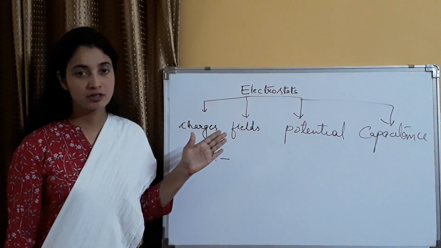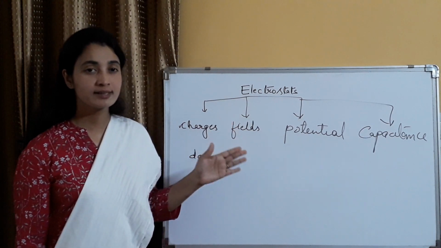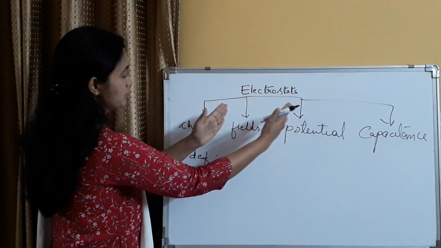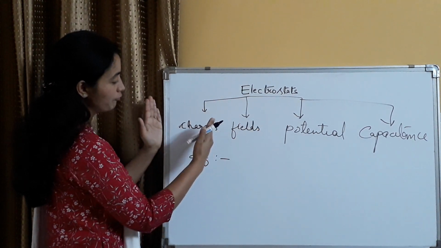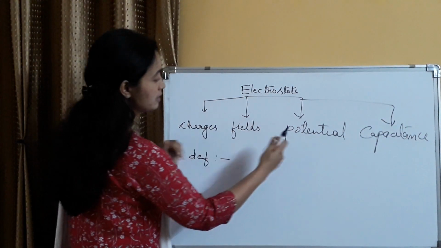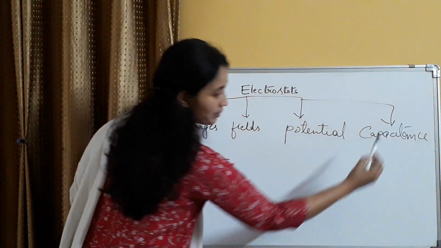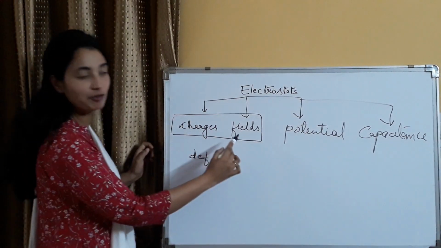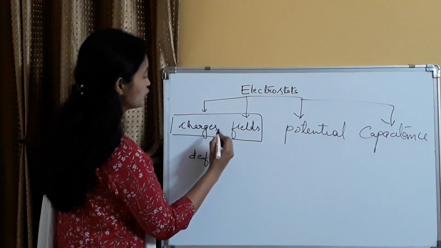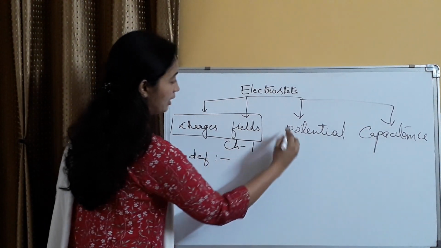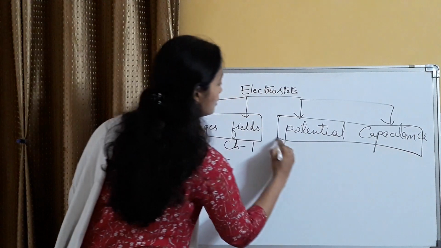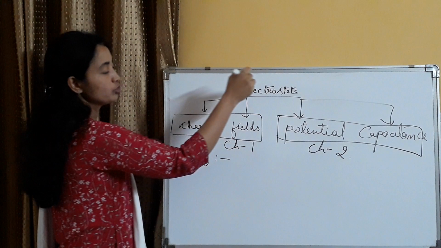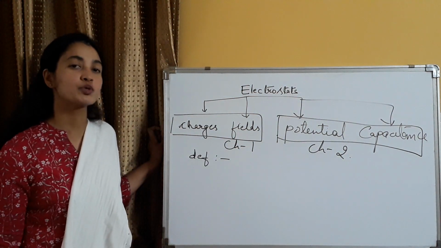Our first unit of the CBSE class 12 syllabus is Electrostatics. In this particular unit, we will be majorly covering the 4 heads: charges, fields, potential, and capacitance. The concepts of charges and fields we will be covering in chapter 1, and potential and capacitance we will be covering in chapter 2. So basically chapters 1 and 2 both will comprise the first unit, Electrostatics.